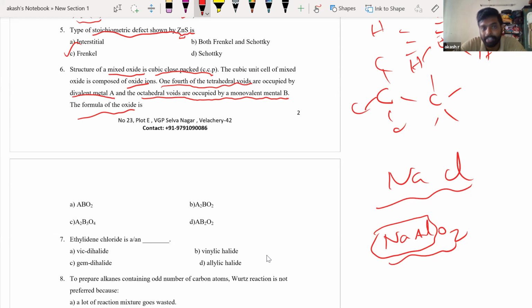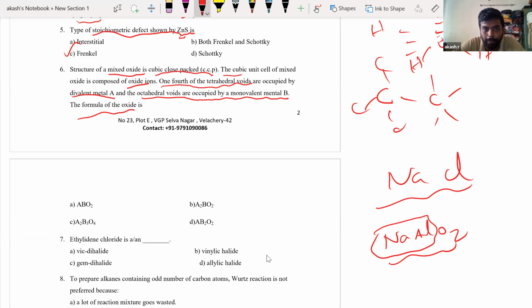Now, you have to understand 3 points. First, where is oxygen present? Second, where is A present? Third, where is B present? Right? Now, A and B are very straightforward. They have told that A is there in 1/4 of tetrahedral voids and B is occupying all the octahedral voids. Now, oxygen is the only confusion. They didn't give you properly what this is, right?